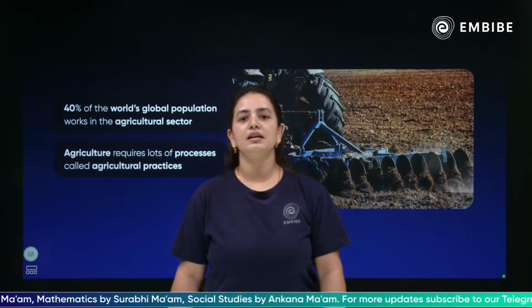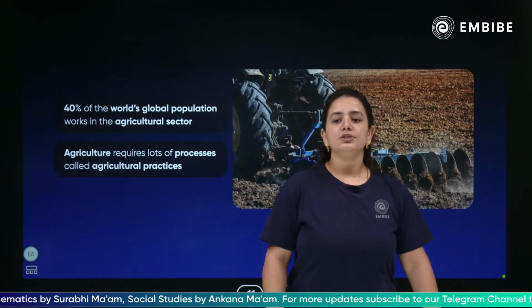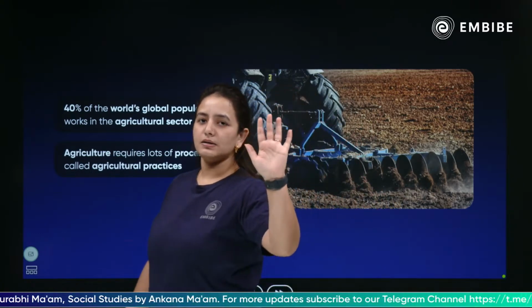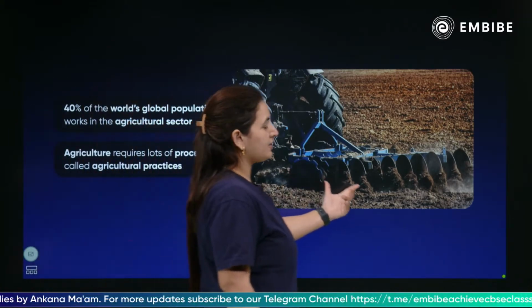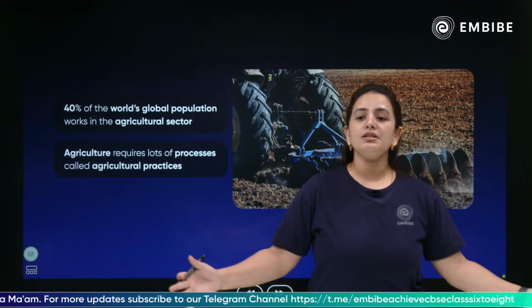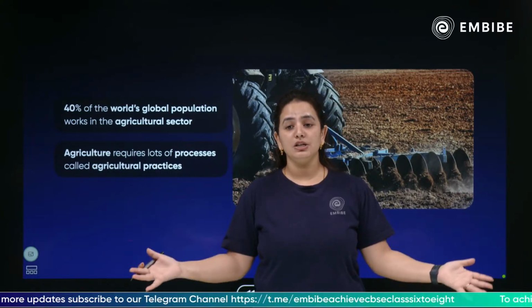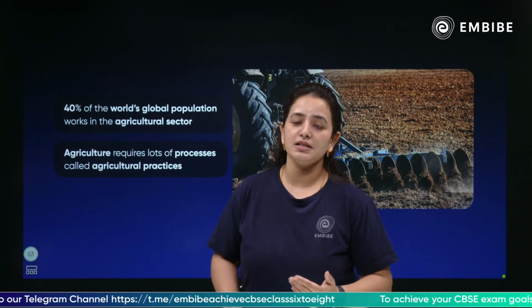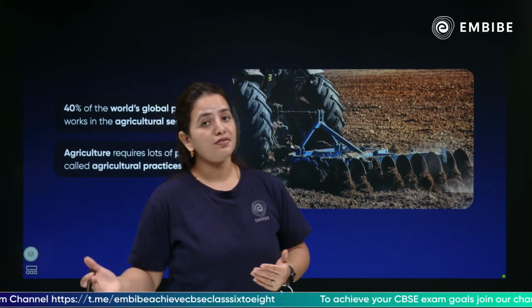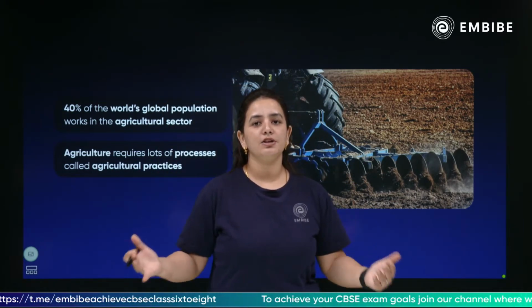Arsha, what is the doubt? You can ask me your doubt by sending a message in the chat box. You can always ask the doubt. Can you see, children? This is a harrow. So 40% of the world's global population is in the agriculture sector, and different agriculture practices need to be done for the different processes so that there is cultivation.